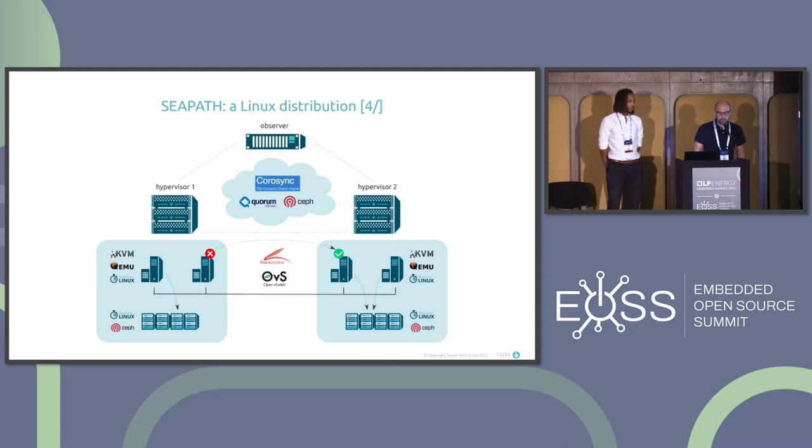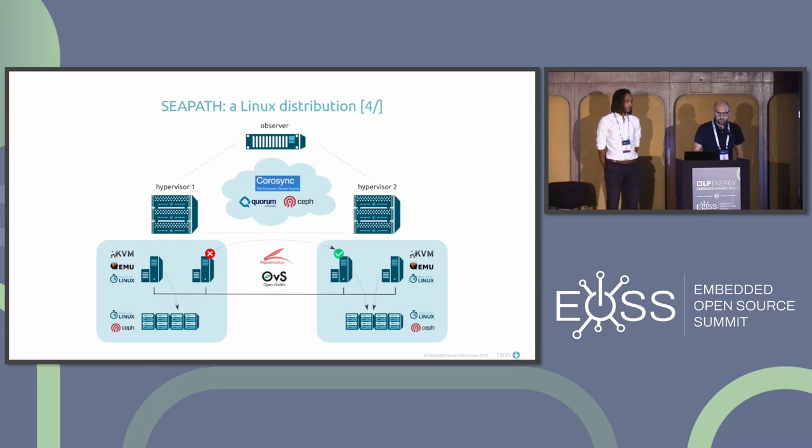We are using open source technologies. We use Corosync, Pacemaker and Quorum, technologies developed by Red Hat and SUSE, that set a heartbeat between machines so that you can know that someone is shutting down and you can move some applications to the other hypervisor. To do that, you also need an observer, which ensures that you have a quorum in your cluster.